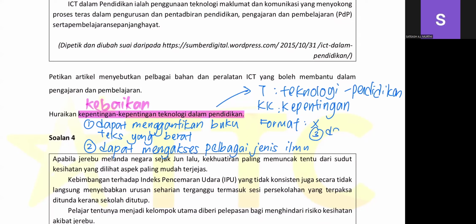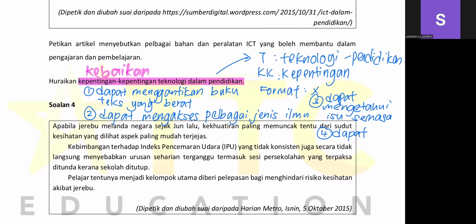You also can know, dapat mengetahui dari mana-mana. Yes, correct. Okay. At any place also can. Dapat mengetahui, you also can know isu semasa. Like, for example, you read the news, okay, you can apply it in your educations, in your karangan, all this. Dapat mengakses di mana-mana sahaja, in any place. Mana-mana sahaja.